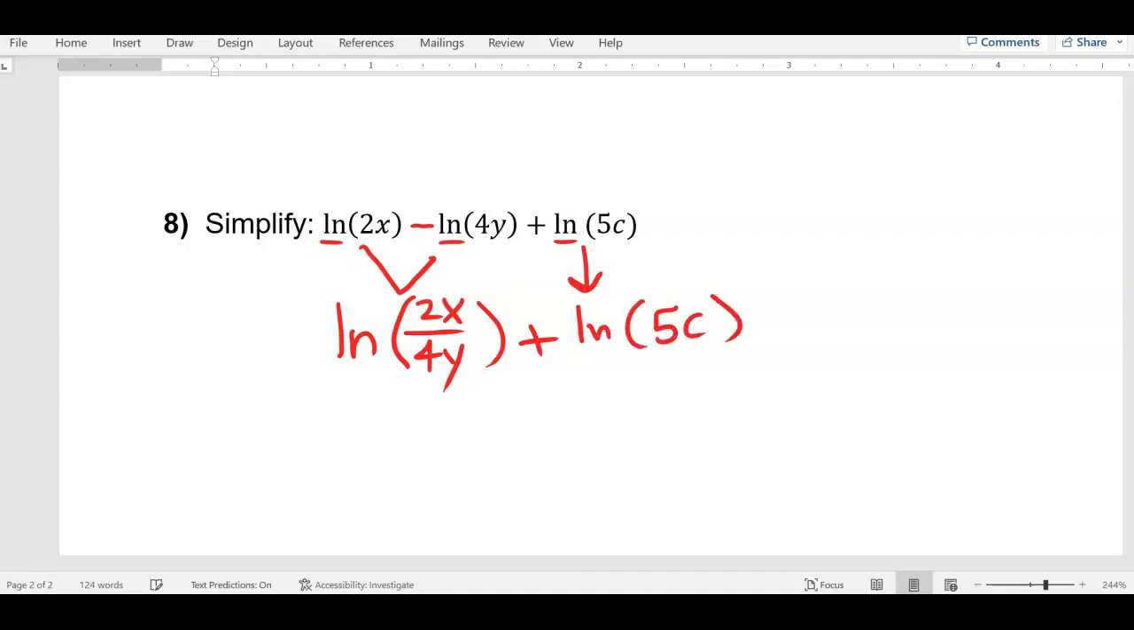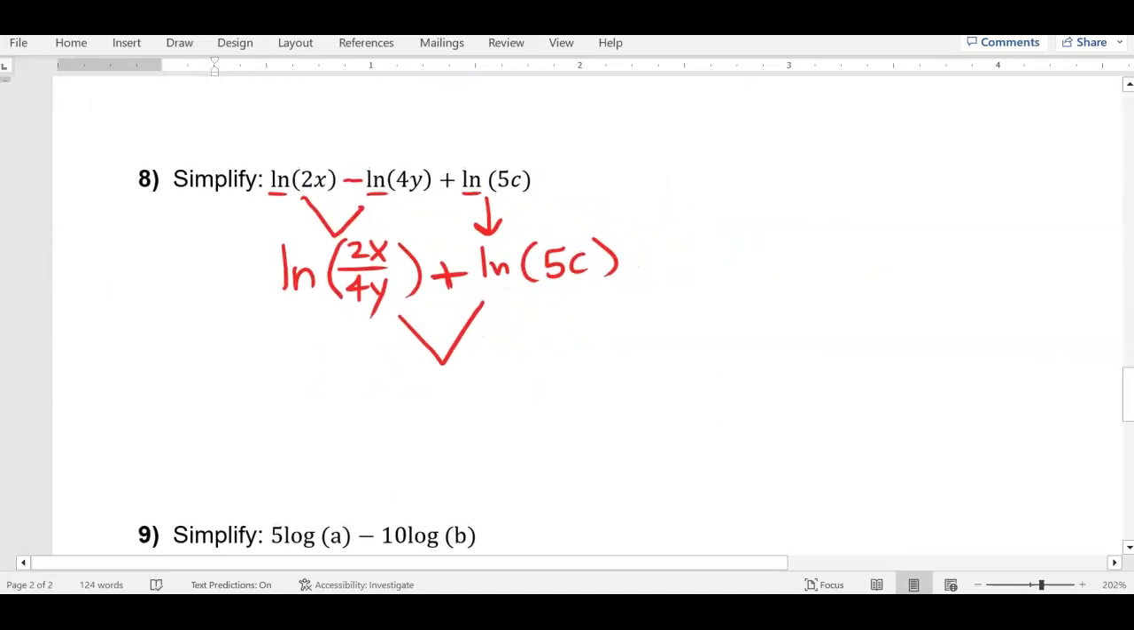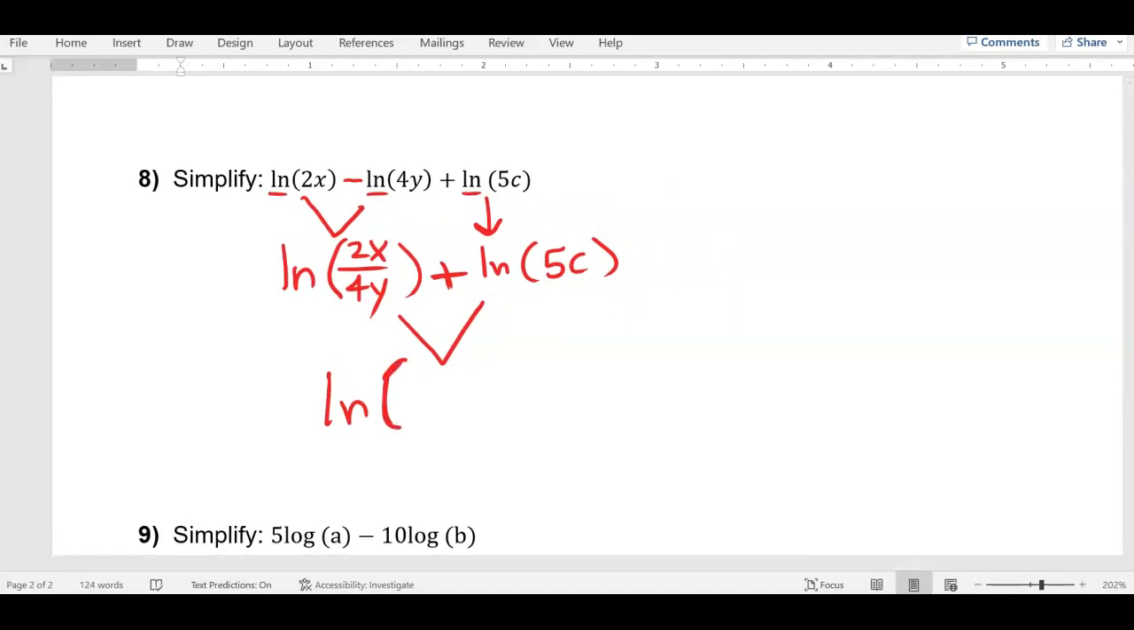Bring this down, plus natural log 5c. All right, now when I see addition, I know I'm going to bring these together into one natural log, and addition is going to multiply 5c with this fraction. So it's going to multiply with just the top. 2x times 5c. 2 times 5 is 10. X and c are just going to go right next to it. Cool.